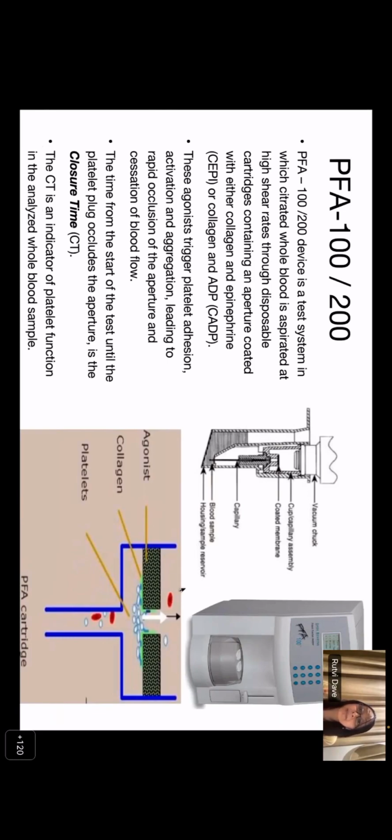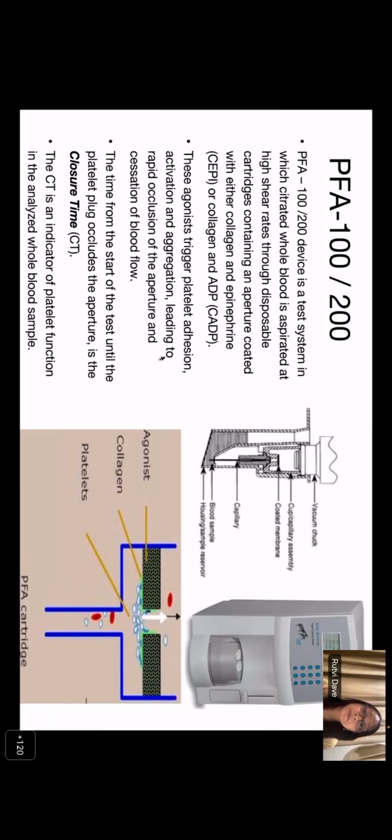Now, at the end of the capillary, there is a membrane which is coated with collagen and an agonist like ADP or epinephrine. Now, you know that when the von Willebrand factor is under high shear and it gets exposed to collagen, it unfolds like a carpet, which binds to the collagen, and there is formation of platelet von Willebrand factor primary hemostatic plug. Now, this primary hemostatic plug will close this aperture, and the time taken by the aperture to close is recorded. The closure time will be prolonged in patients with primary hemostatic defect.